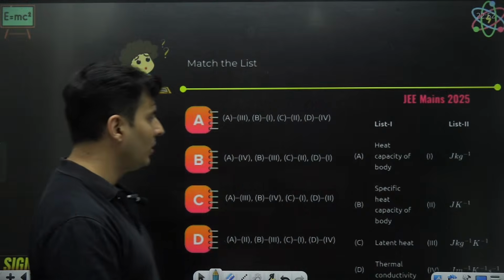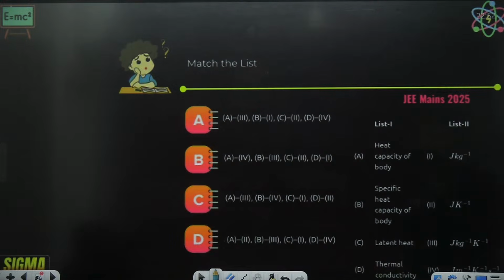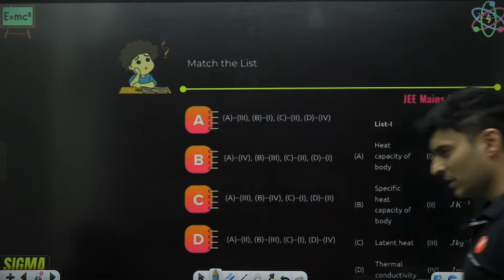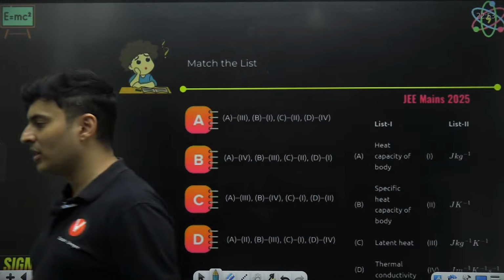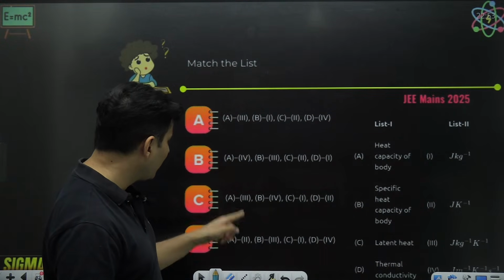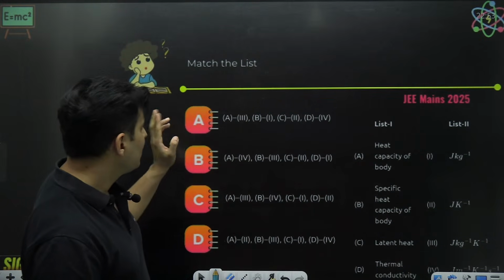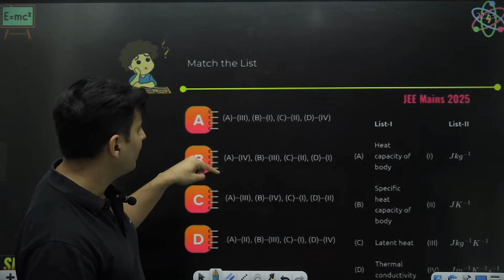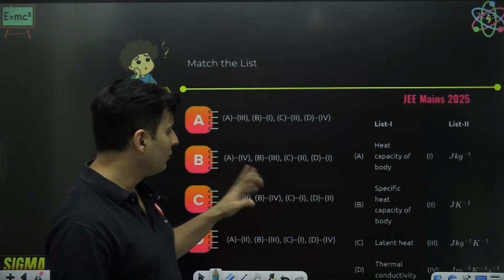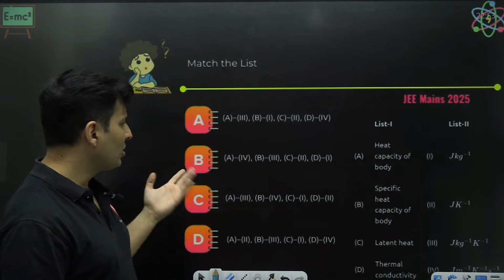Match the following. What is it saying? Heat capacity and units, specific heat capacity and units, latent heat and units, thermal conductivity and units. Even if you don't know one or two of them, you can still solve it. Look at the options. A is going with 3, 4, 3, 2. B is going with 1, 3, 4, 3. C is going with 2, 2, 1, 1. D is going with 4, 1, 2, 4. So either solve for A and B together and that's it, your job is done.